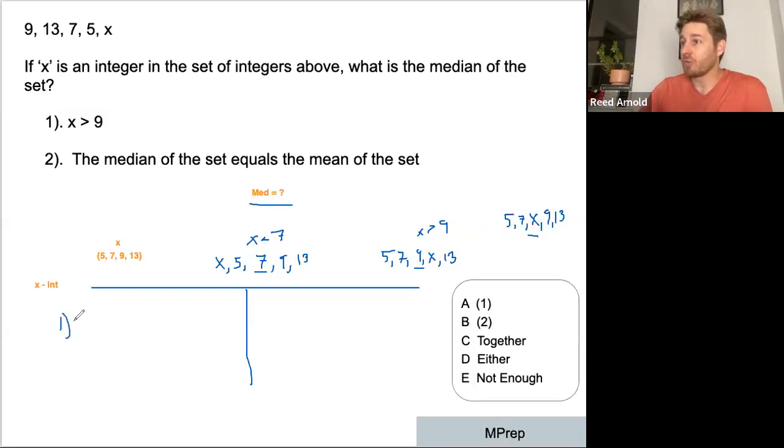Statement 1 tells me X is greater than 9. So that immediately puts me into that case here. If X is greater than 9, then the median is 9. There's not a lot of cases to test other than that. If you want to test a few to prove it, you're going to find the median is 9 in every case. So statement 1 is definitely sufficient. It's either A or D. It was the second statement that sets the trap, where the median equals the mean.